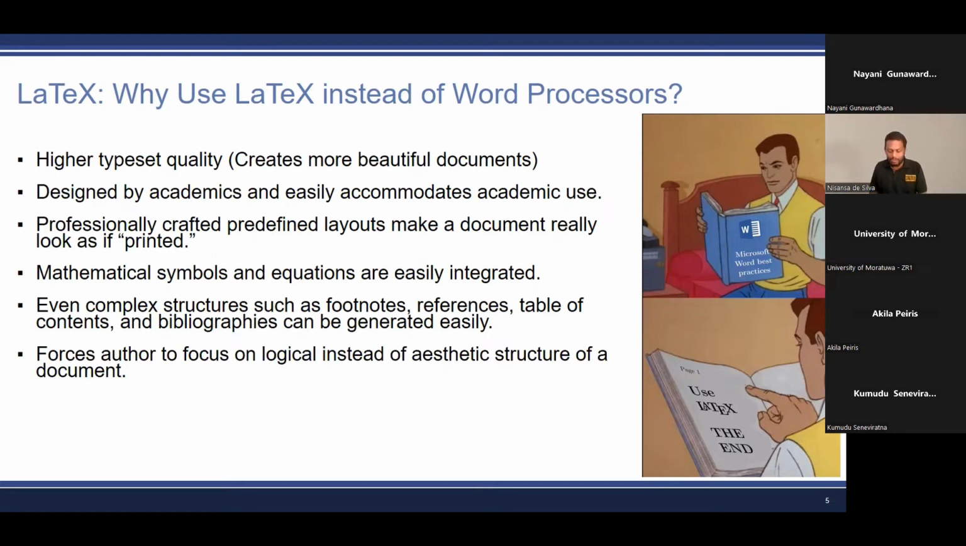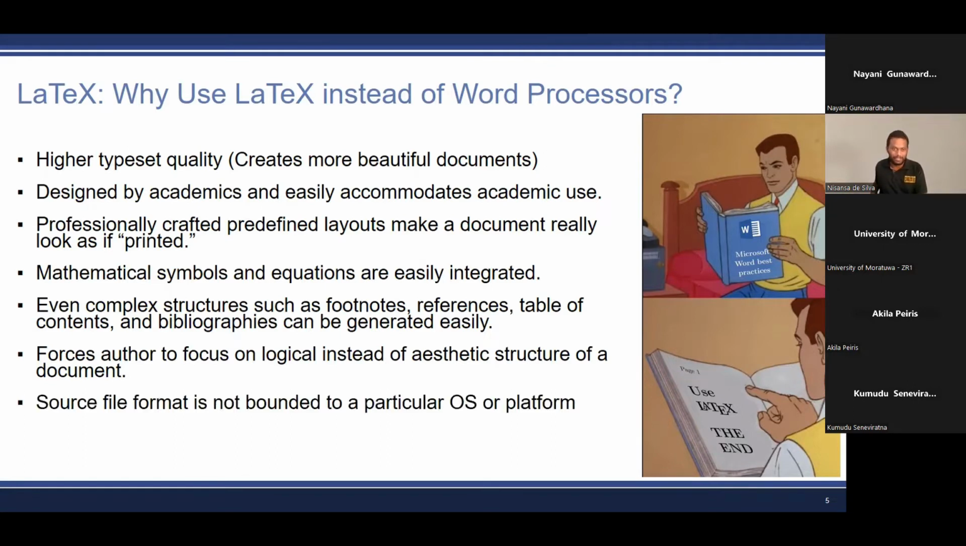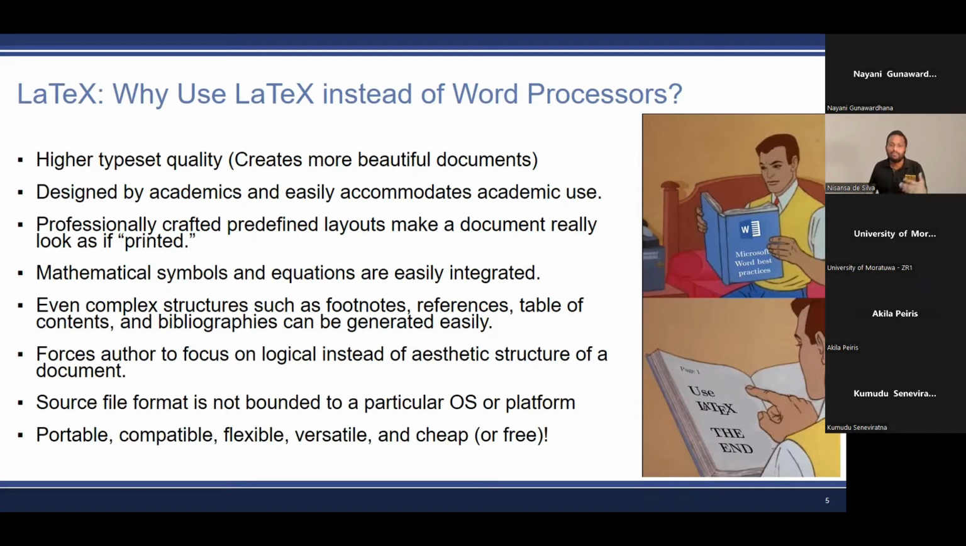Bibliography. I have one survey paper which has 500 papers being cited within that paper, but it's seamless to work there. If you have used Word or some other word processing software and tried to handle references, you would know the problems that you have to face. And also, the source files are not bound to a given platform. Portable, flexible, and cheap.